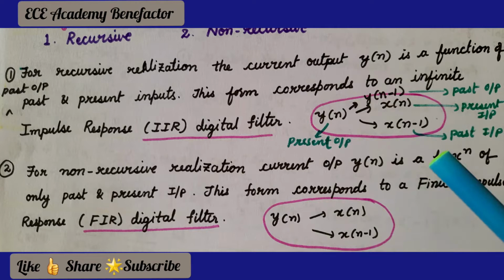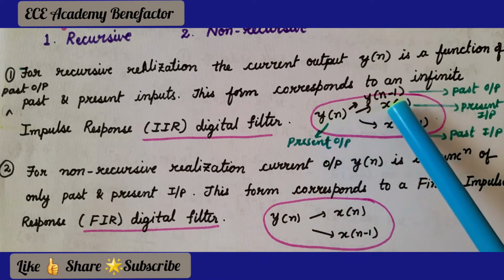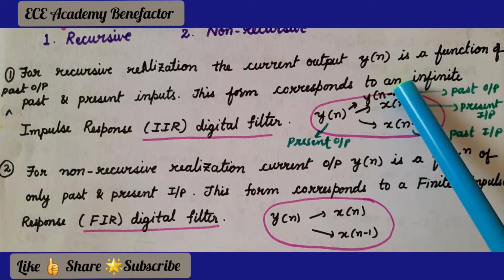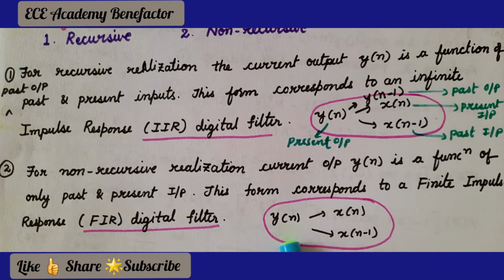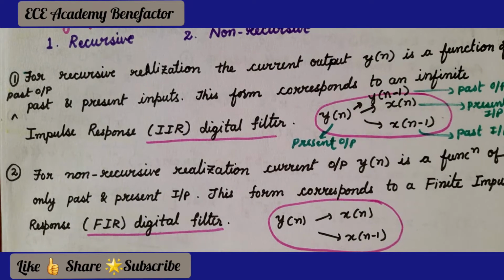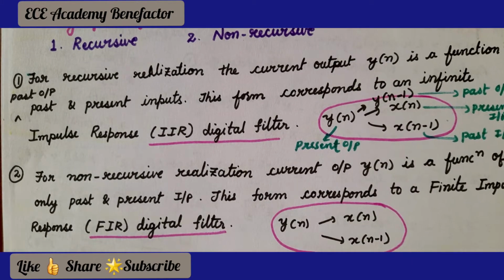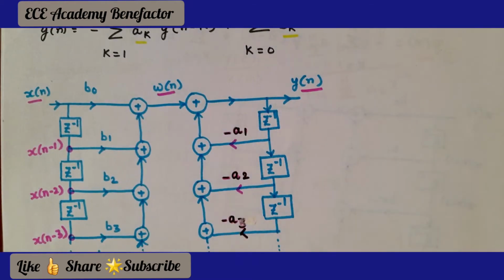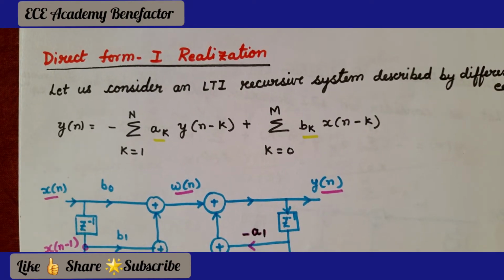I hope the difference between recursive realization and non-recursive realization is now clear. When the output depends on present input, past input and past output, it is recursive realization, and when the present output depends only on present input and past input, it is non-recursive realization. So, let us see what are the different forms of recursive realization used in IIR digital filter. There are four structures. One is direct form 1. How to draw the direct form 1 realization?